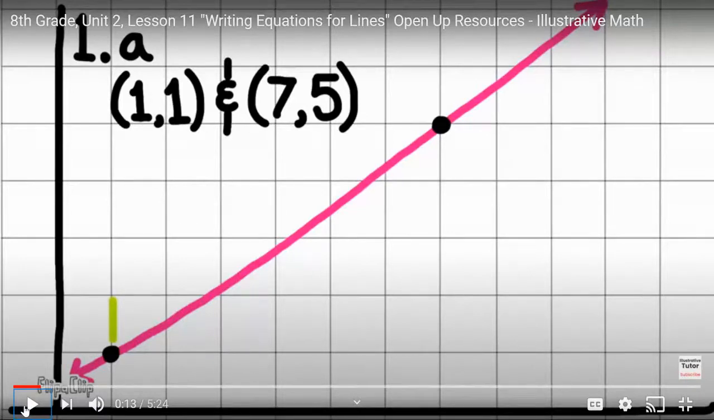This one is moving up when you go from left to right, so we can say this is a positive slope. But to calculate it, we have to calculate how much we need to rise, which means how much are we going to go up or down, and then how much are we going to run. So let's go ahead and watch this animation.